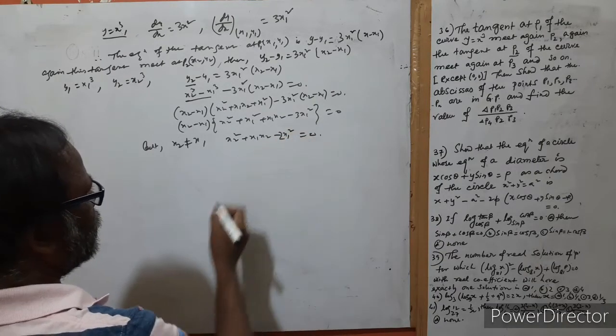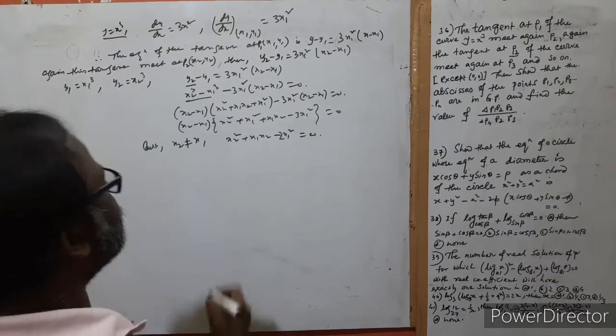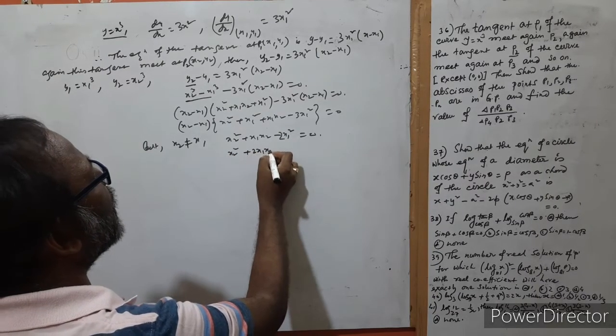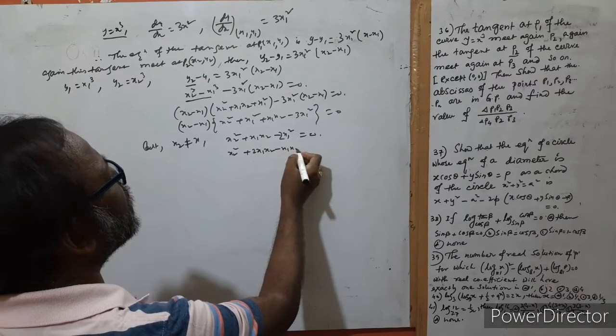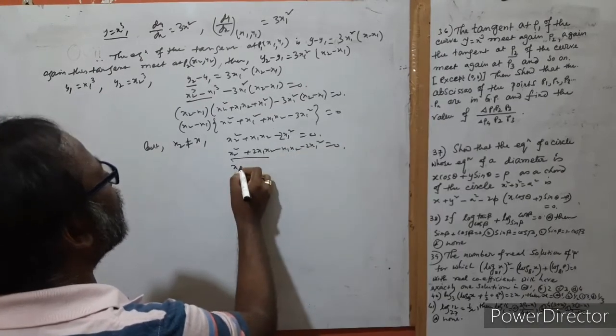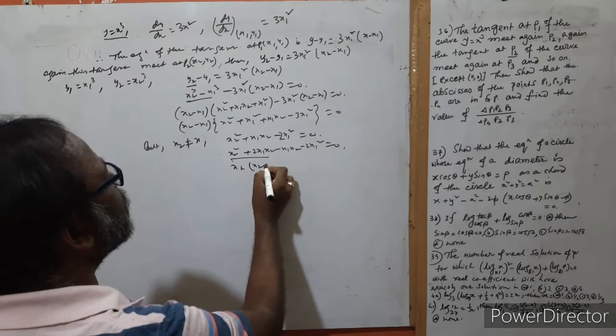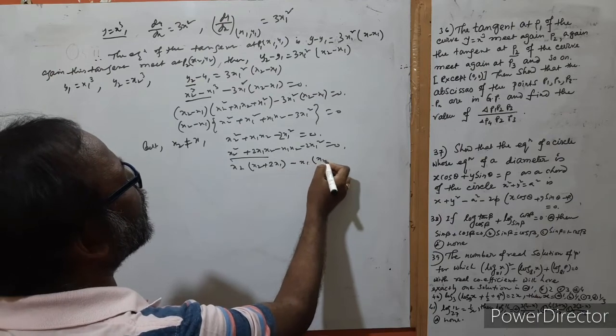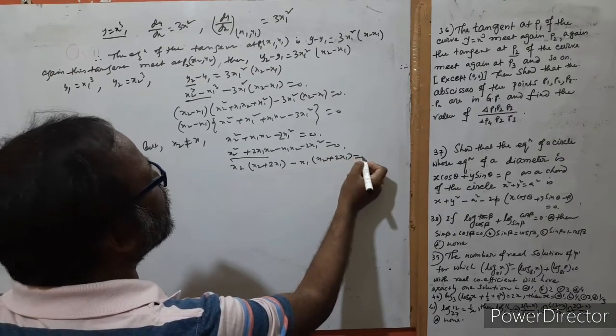So x2 square plus x1 x2 minus 2 x1 square equal to 0, and factorize this: x2 plus 2 x1 times x2 minus x1 equals 0.